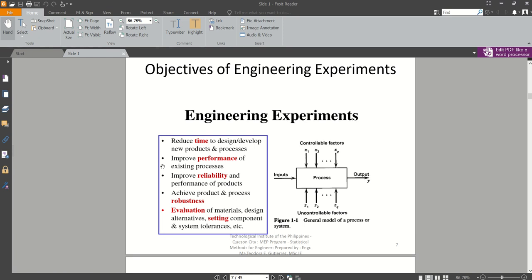So, gusto nyo bang gawing triangle ng gulong? I mean, the most optimal shape is probably the honeycomb shape. Pero, hindi rin siya magandang gawing gulong. But I don't know. Maybe you know.